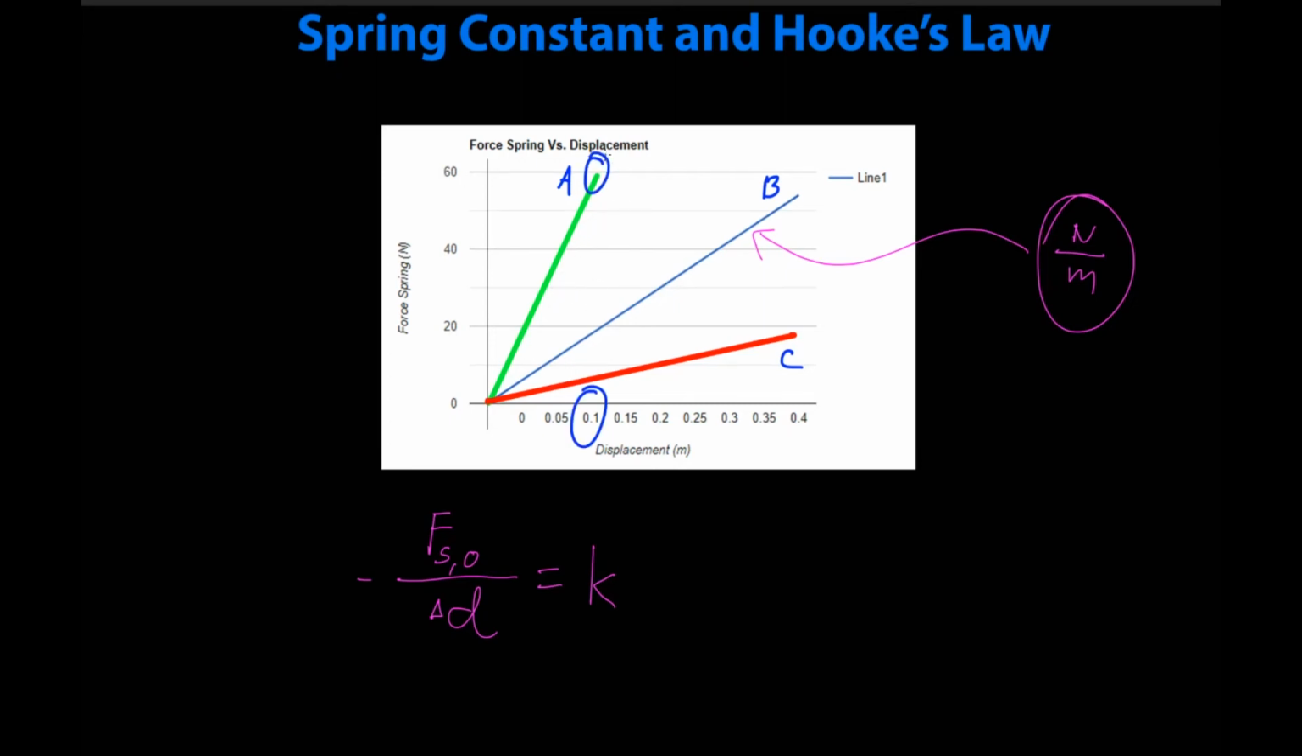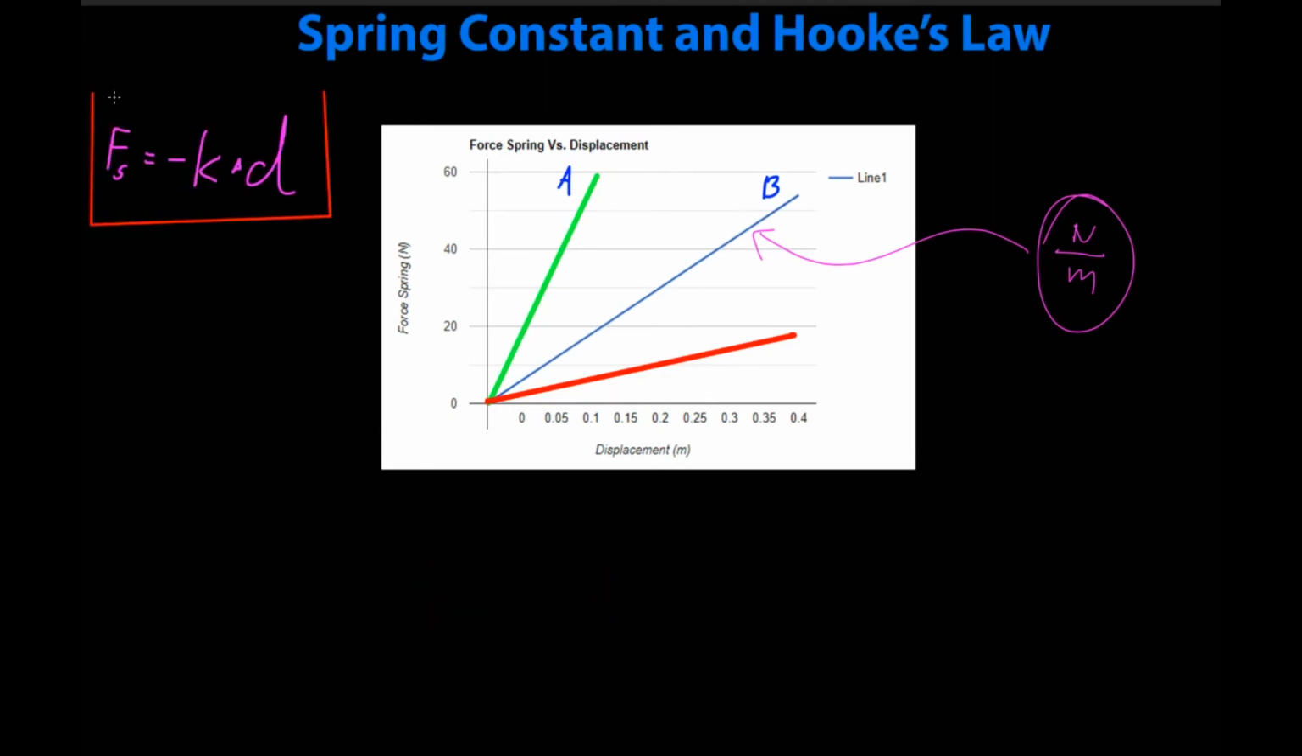It is pretty much about 60 newtons per 0.1 meters, which would be approximately 600 newtons per meter. C is about 20 over 0.4 meters, which is about 50 newtons per meter. And B, the one I showed you, was 120 newtons per meter. So the slope of this line literally will find you the spring constant. So Hooke's law is usually written like this. Force spring equals negative K delta D. Technically, it's force spring on object, but you have the idea.